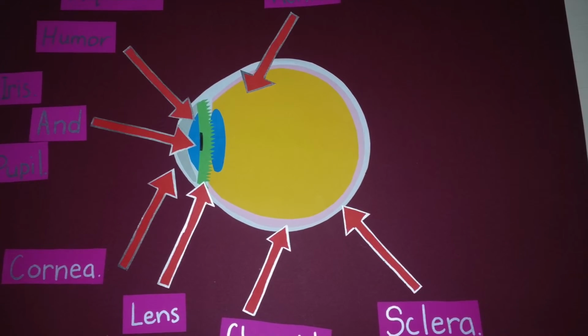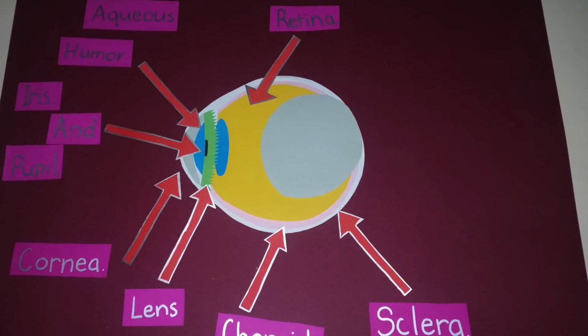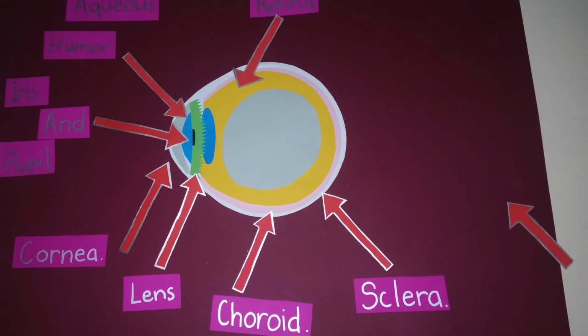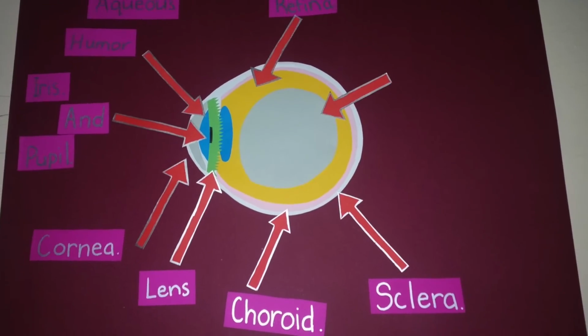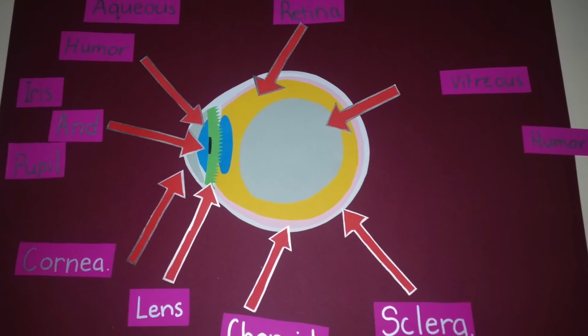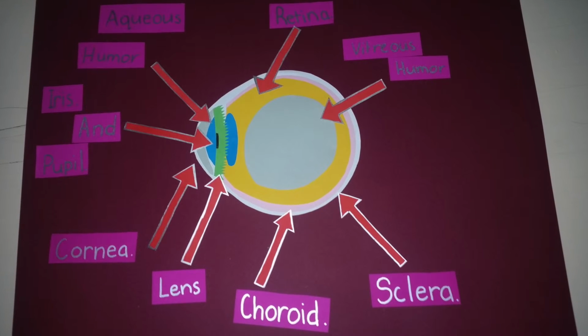Next, we have the vitreous humour. The vitreous humour is a gel-like substance that fills the area between the lens and the retina. It is more dense than the aqueous humour at the front of the eye and is responsible for both maintaining the shape of the eye and providing nutrients.